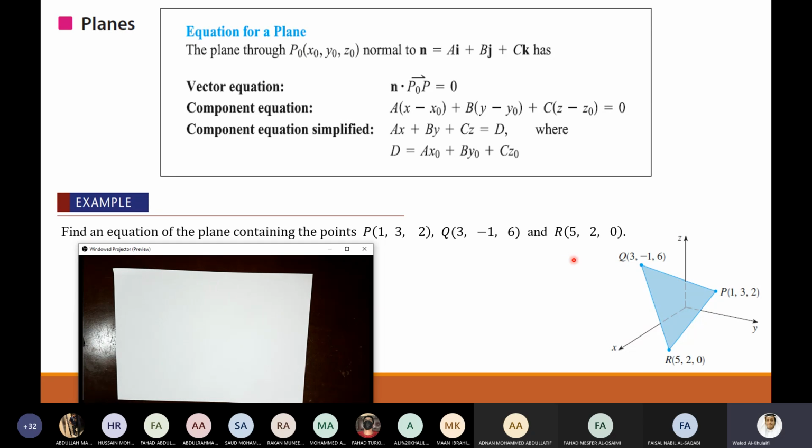So how do I work it out? I said I need 1 point, and any one of them will be the point. I need to find the vector n. How to find the vector n, the normal to the plane or perpendicular to the plane? What should I do?